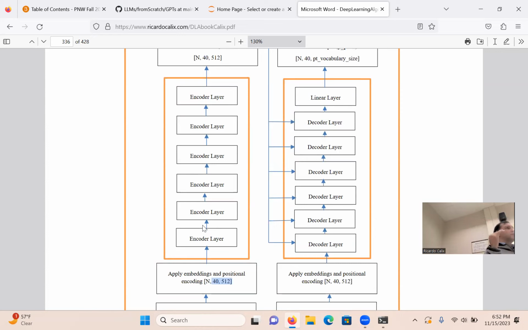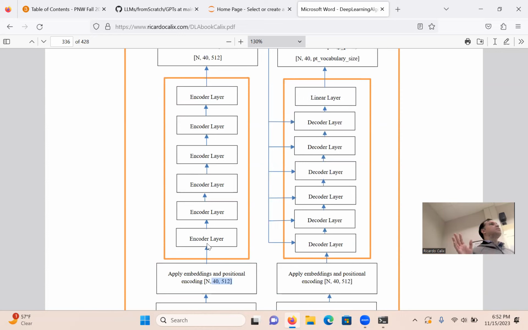So what are you doing? You're transforming. You see what's going on? So the question is, what is happening in these encoder layers? That's what you probably want to know. So I have a diagram for the encoder layer. We'll talk about that in a second.